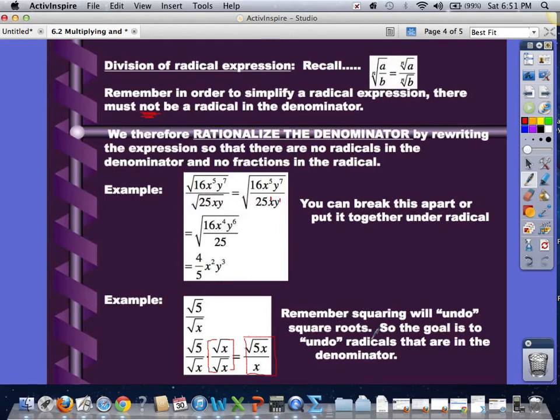So that goal is to undo those radicals that are in the denominator in whatever fashion we need to do. If it happens to be a 4th root, we're going to have to undo it with raising it to the 4th power. So whatever is going on in that index is going to determine what we have to do to that bottom. Okay?